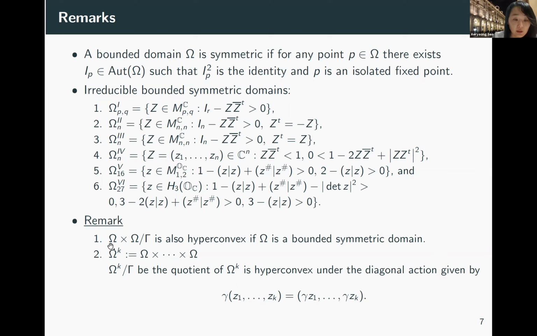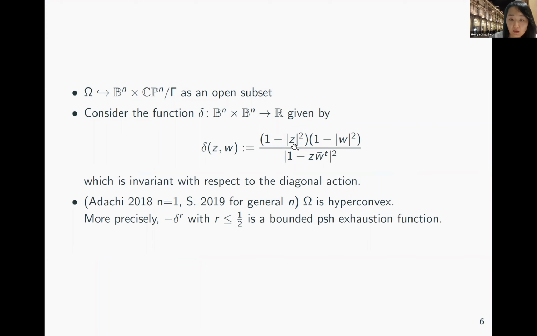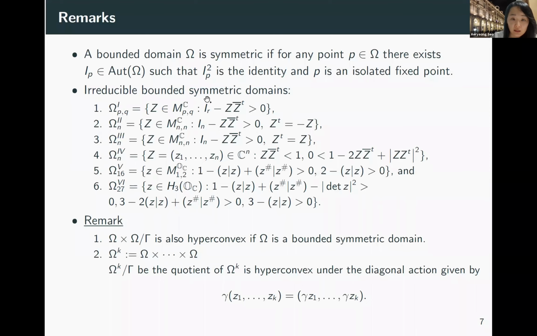I'm sorry for the notation. If we let this omega be a bounded symmetric domain, then we can show that the quotient of omega times omega by gamma with respect to the diagonal action is also hyperconvex. Actually, in the previous formula, instead of this defining function, if we put the generic norm of bounded symmetric domains, then we can show that it is hyperconvex.